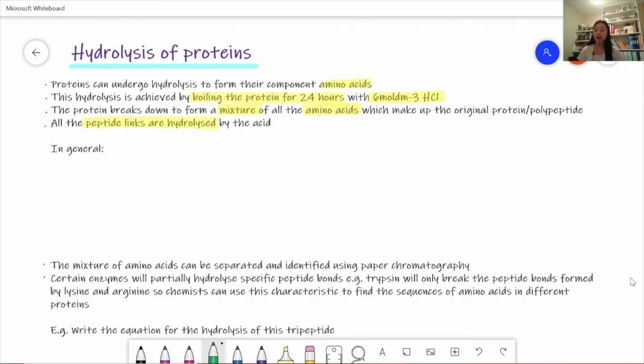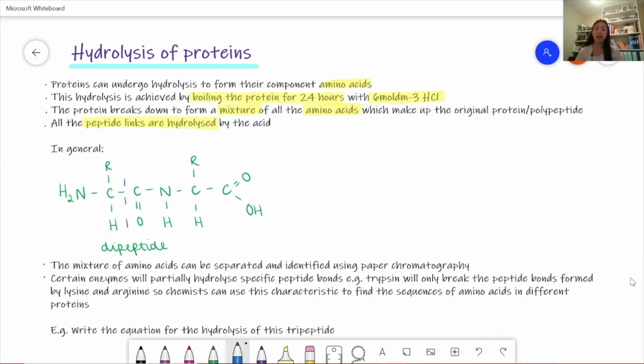So in general, what we have is that first we have a polypeptide, or in this case, I'm going to draw a dipeptide. So we have H2N, and then C, an R group, a hydrogen, and then another carbon with a double bond oxygen, and then nitrogen and hydrogen. And then we have an R group, and then a hydrogen, and then we have the C double bond O, OH. So this is our dipeptide. We know it's a dipeptide because we only have one peptide link here.